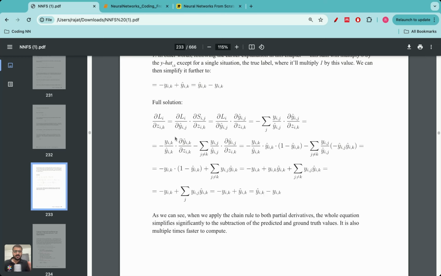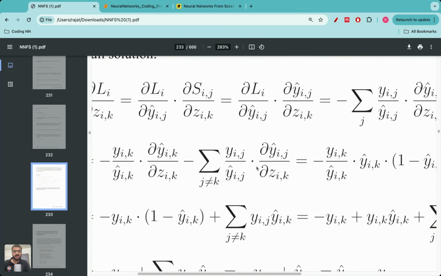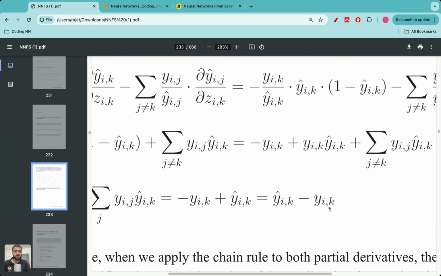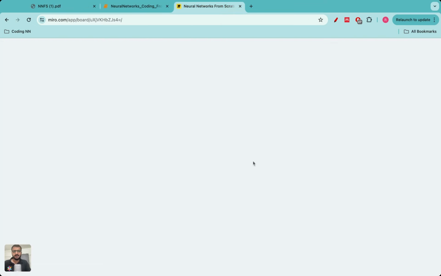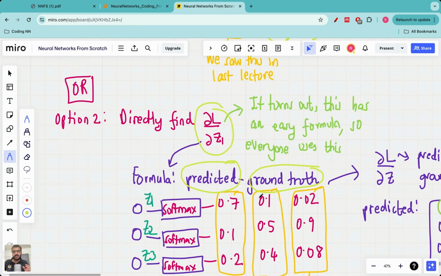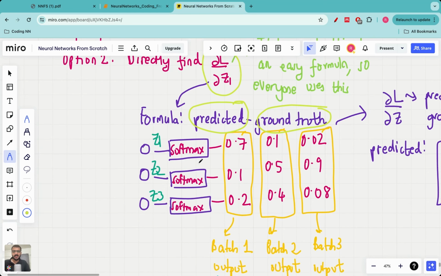So when you write down the entire mathematical operation, several terms cancel out with each other, and ultimately we just end up with these two terms, which is the predicted value minus the actual value. Don't worry about these mathematics. I'll be sharing this information in the description. For now, all you need to remember is that the formula for finding the partial derivatives of the loss with respect to z is just predicted minus the ground truth. Now, let me show you how it actually works in practice.